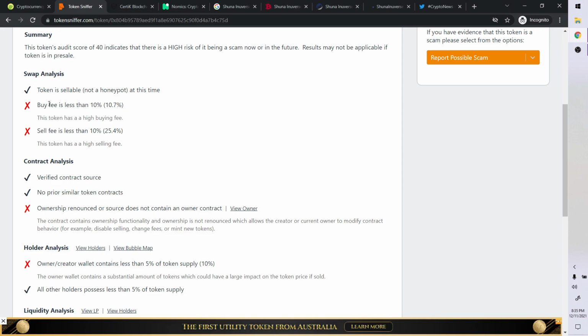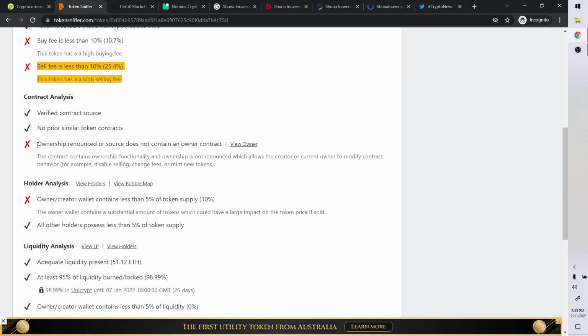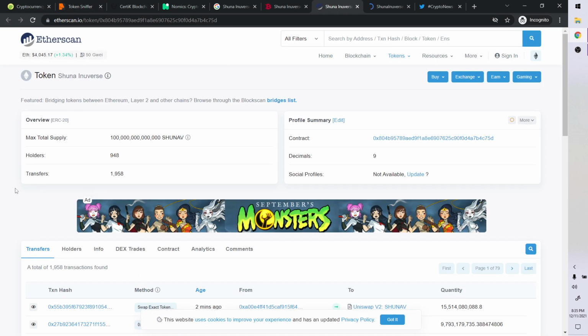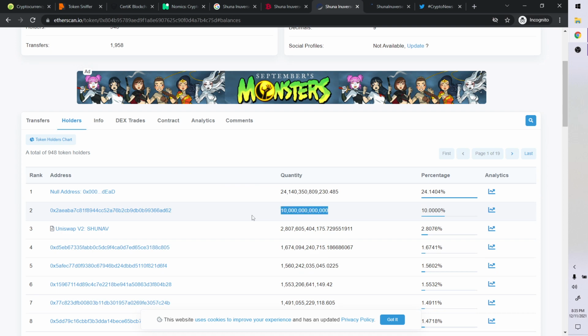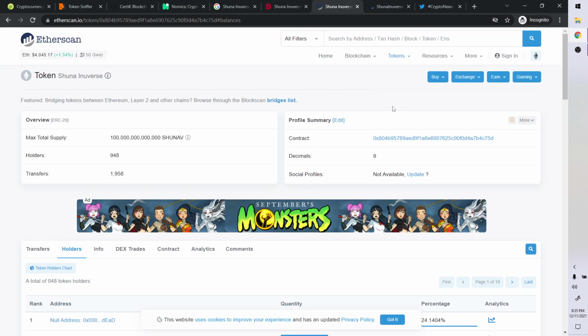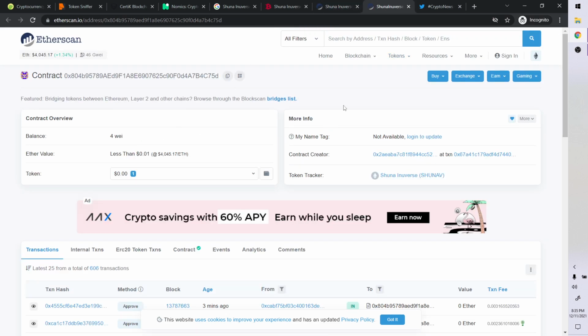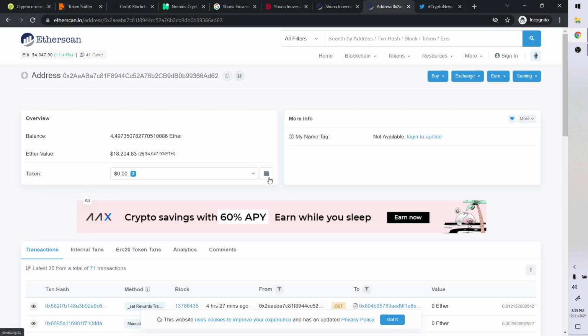Buyer fee, 10.7. Okay, fine. Seller fee is 25%. No, come on. You've got to be kidding me with that. Ownership renounced, has not done that. Creator wallet is 10%. Okay, let's take a look at the wallet. The holders, excuse me. Okay, 10% it said. Look at that, we have 10%. That person right there is the creator. Let's take a look. Okay, so this is the contract. So this is the creator. Click that.